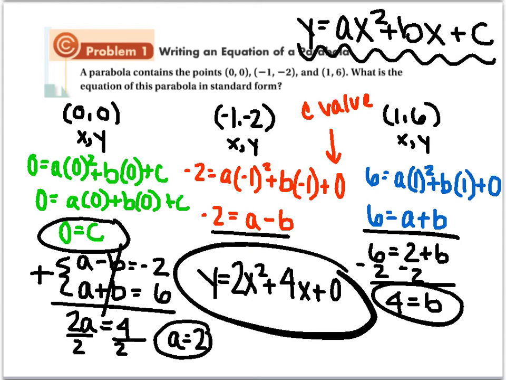After all that work, here's your standard form. Is that the answer? That's the answer. Because it's saying what is the equation in standard form, and that is a standard form equation.